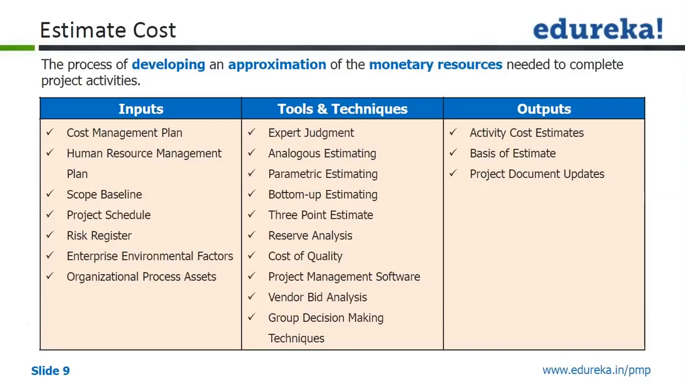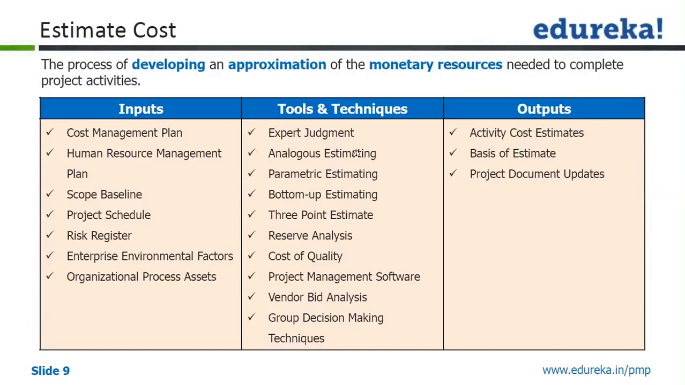A lot of people think that if I know the activity costs, I can just aggregate them and essentially I'm done. But for that we have the next process, which is determine budget, which will aggregate, and it will do a few further analyses before the aggregation, and hence it will have the appropriate tools and techniques. That is the reason it is estimating cost, and the next process is determining budget. These two are different processes.